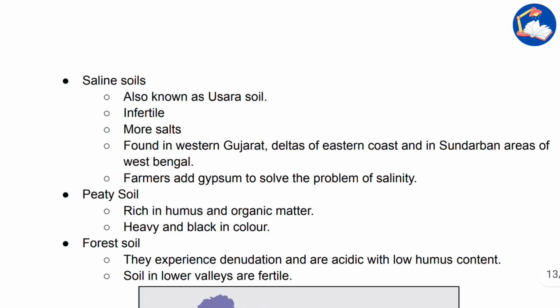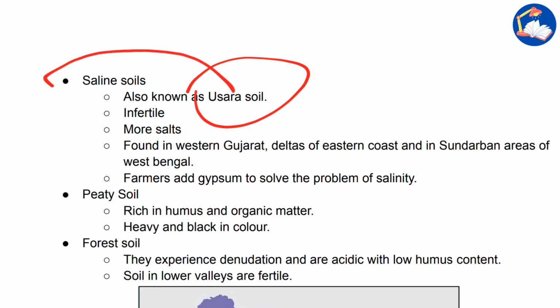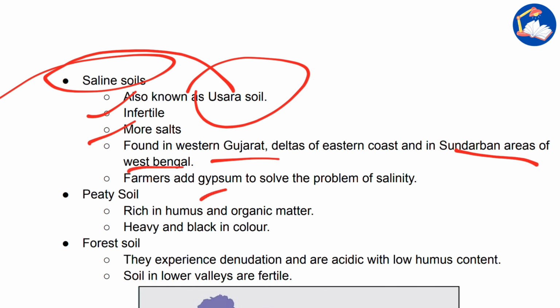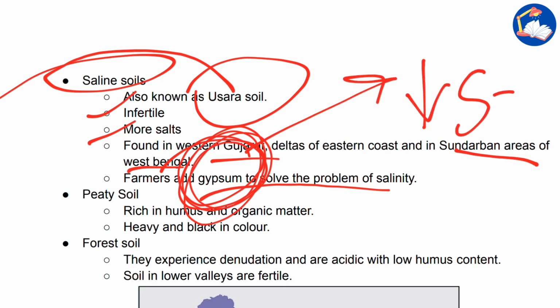So going down, we have saline soil, also known as Usara soil. Now we get the answer. Usara soil is actually saline soil. Okay, it's infertile. More salts are there, found in western Gujarat, deltas of the eastern coast, and Sundarban areas of West Bengal. Farmers add gypsum to solve the problem of salinity. So gypsum is added to decrease salinity.